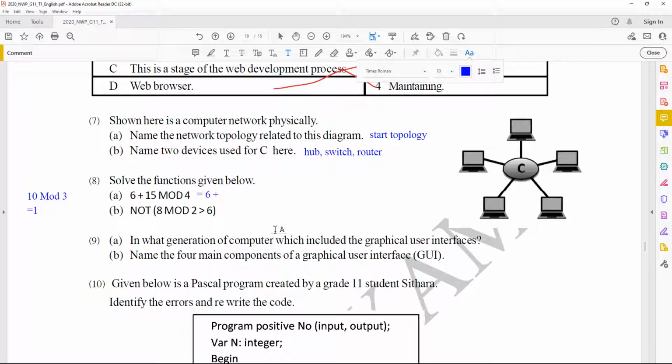What is the value of 15 mod 4? Anyone in the class? Yes, it's 3, right? 15 divided by 4, remainder. 4 times 3 is 12. Right? This is 3 and it should be 9.